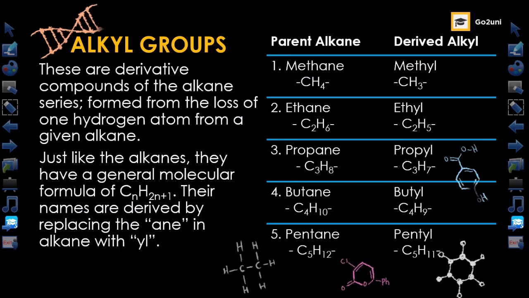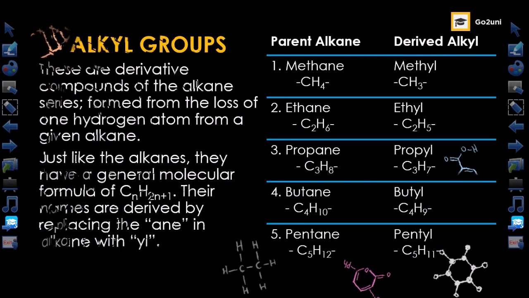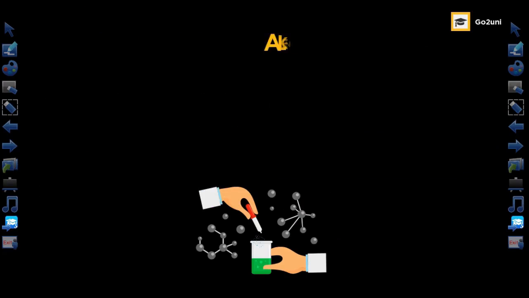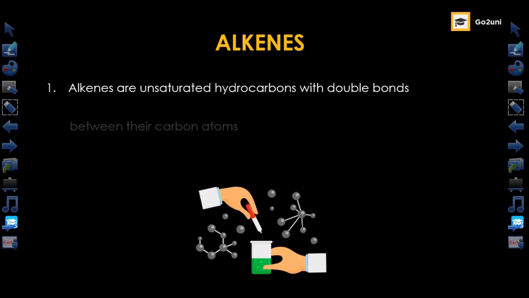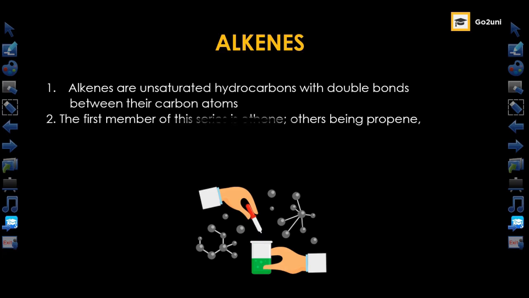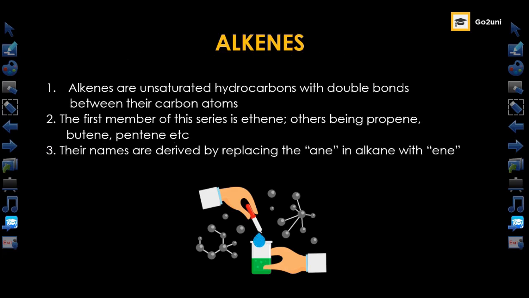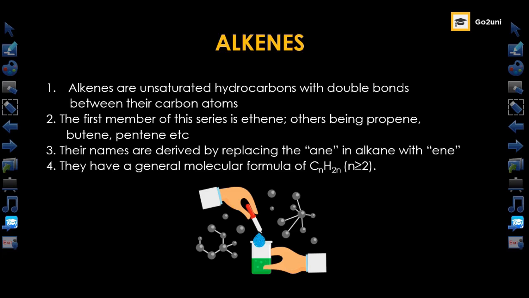So let us turn to the next homologous series now. The next homologous series is alkenes. When we talk about the alkenes, the word makes us understand that they are unsaturated. They are unsaturated hydrocarbons, unlike the alkanes. And their unsaturation is as a result of the presence of double bonds between their carbon atoms.